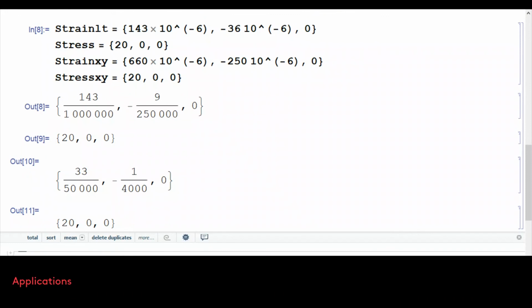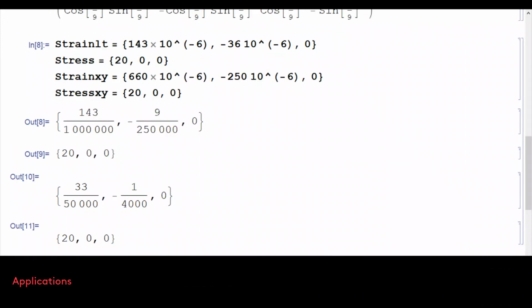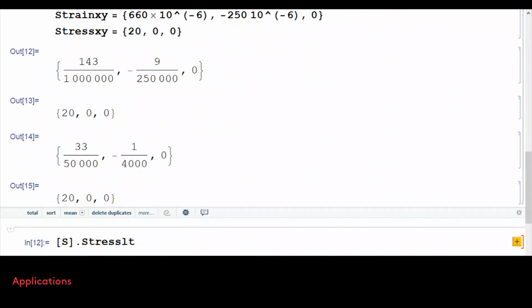So let's calculate the strain. Remember that when you multiply the compliance with the stress, you will obtain the strain, right? This is stress LT. Okay, now it's better.